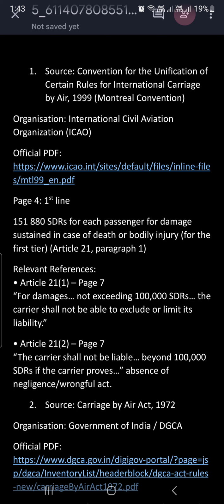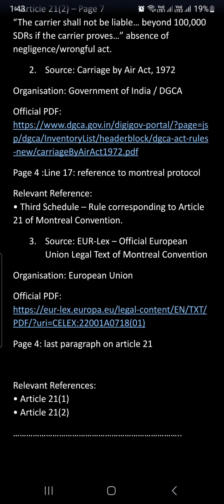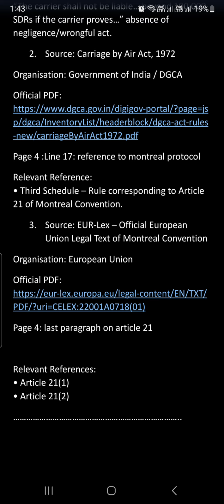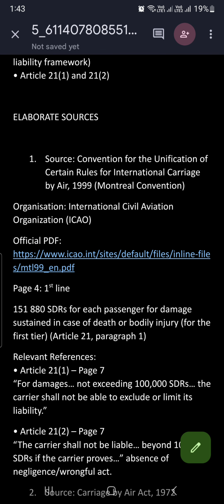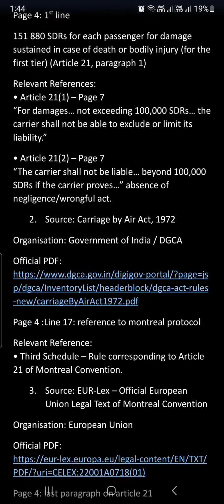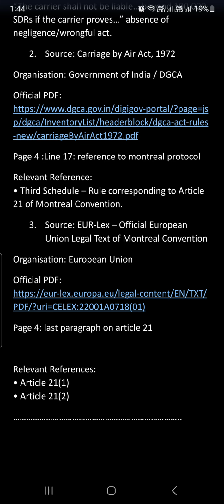So this is mentioned in the Montreal Protocol as well as in the European law. The European Union legal text is the third source. The first text is the actual Montreal Convention 1999 PDF. In both of these, this 2-tier mechanism is very explicitly stated, and it's not an absolute liability. Only after a certain threshold amount are the airlines liable.